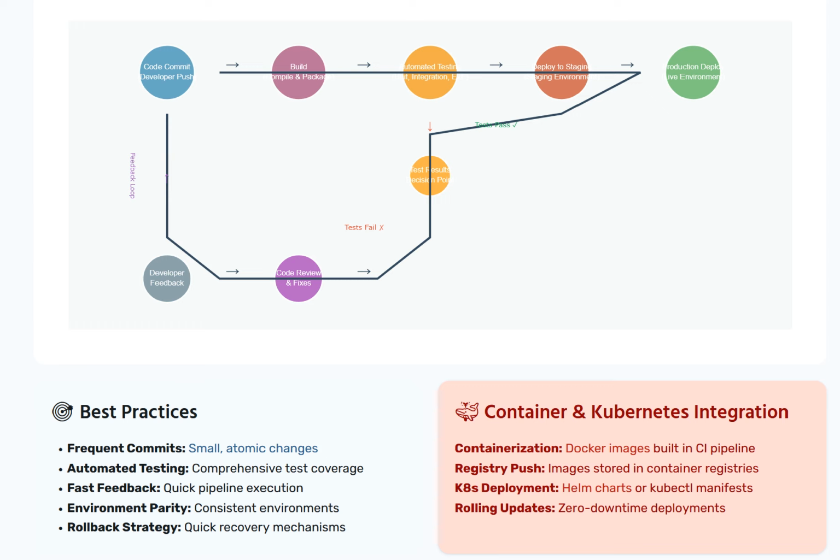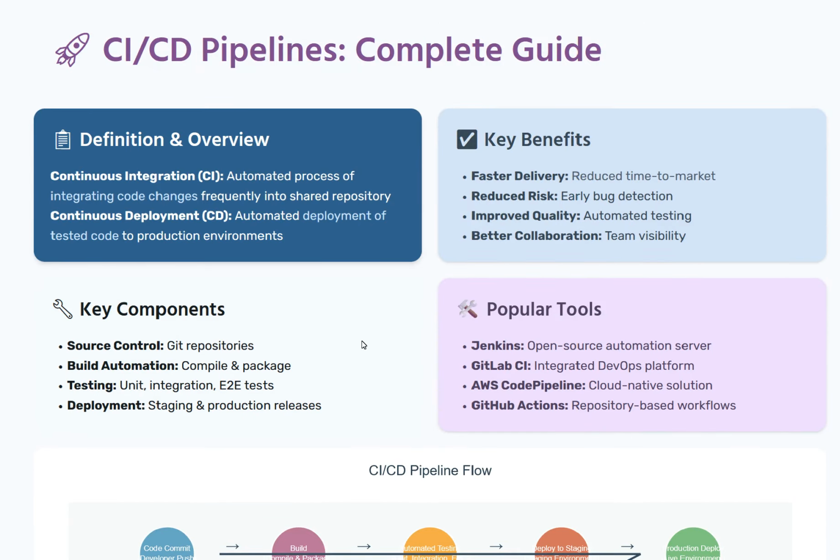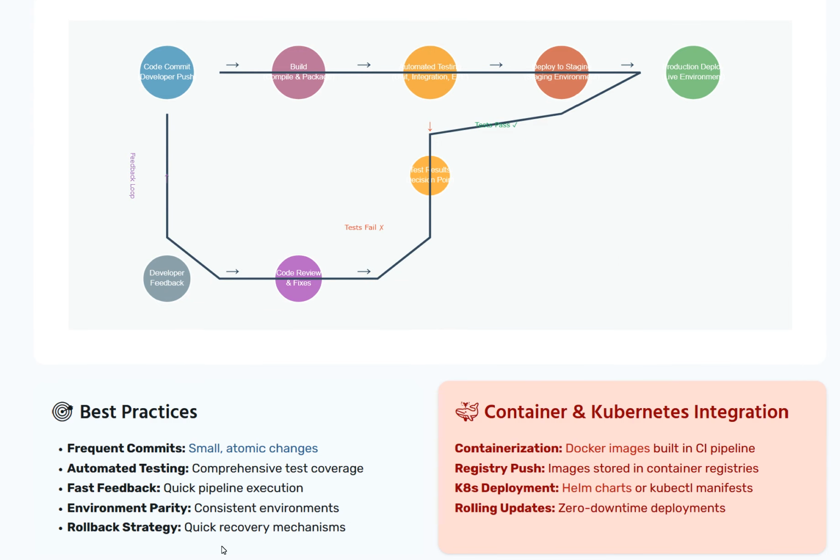So here, the containers and Kubernetes integration. Containerization: Docker images built in CI pipelines, and their registry push. Images are stored in container registries. So we have to talk about ECR, Elastic Container Registry, and then Kubernetes deployments, Helm charts, and kubectl manifests, right? Then rolling updates, zero downtime deployment. So this is the process of how we go with Kubernetes, right?